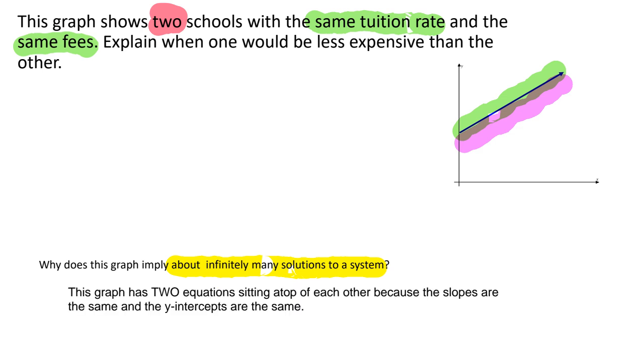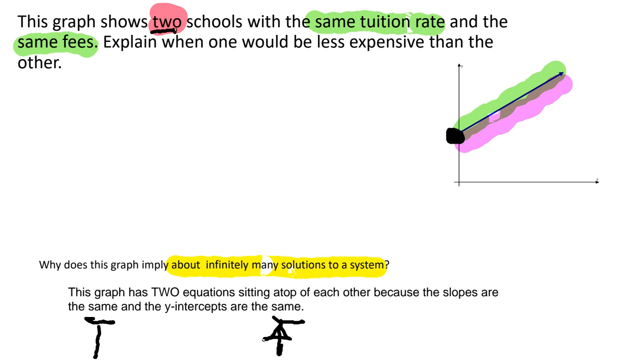Two equations sitting on top of each other, and they have the same slope. Notice, same slope and the same y-intercept. This point here is the same y-intercept for both schools. Just notice we have two schools, but I'm only showing one line. I have two schools because they have the same y-intercept and the same slope.